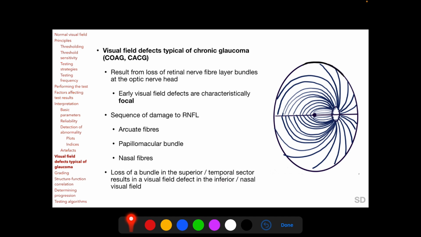Similarly, loss of a bundle in the temporal sector of the retinal nerve fiber layer results in a visual field defect in the corresponding nasal sector of the visual field and vice versa.